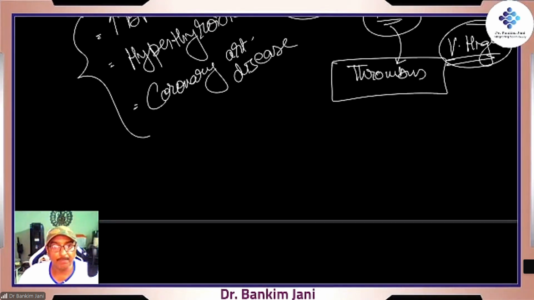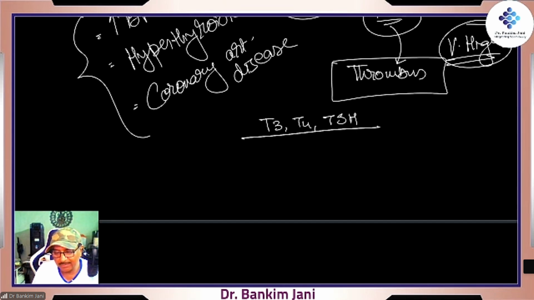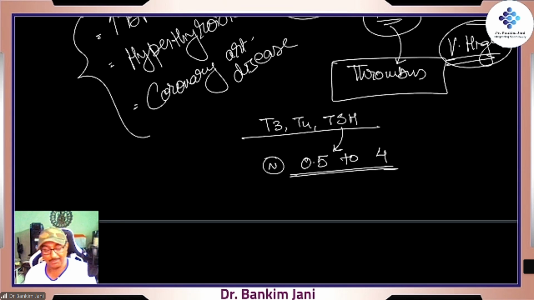That's why, a very simple thing, many times in a blood report you must have seen T3, T4, TSH, the thyroid function test. Watch for TSH. Its normal range should be 0.5 to 4. Now, this is very interesting. When it is less than 0.4, then it is hyperthyroidism.